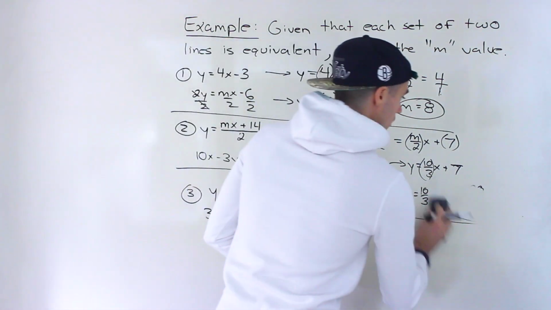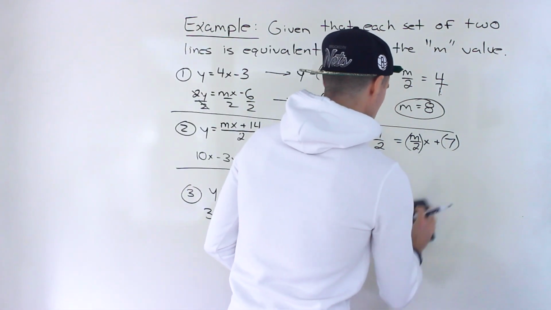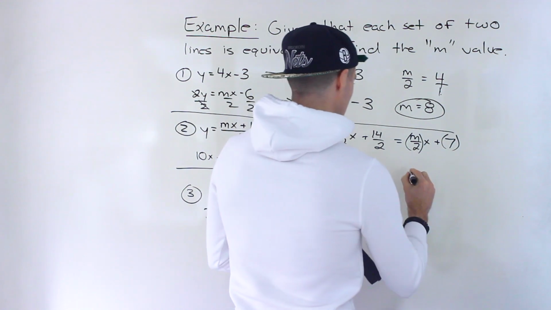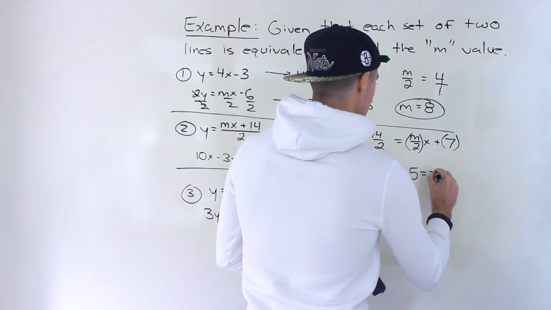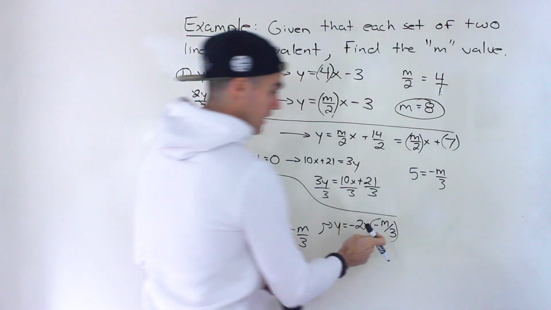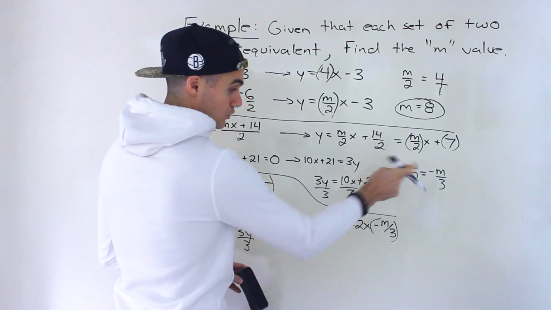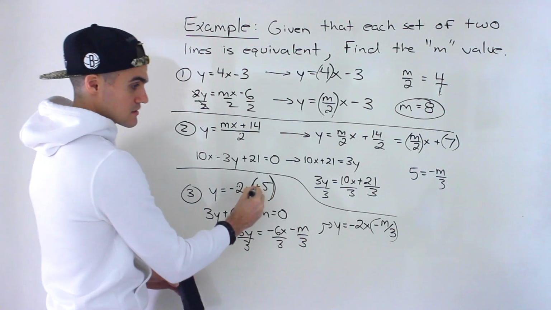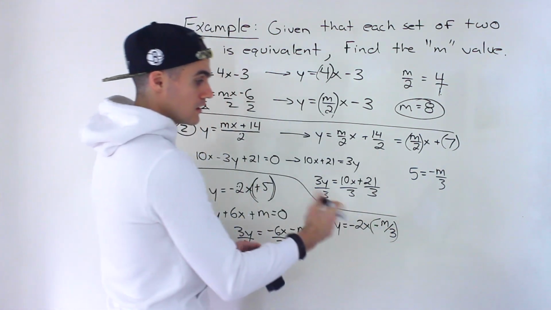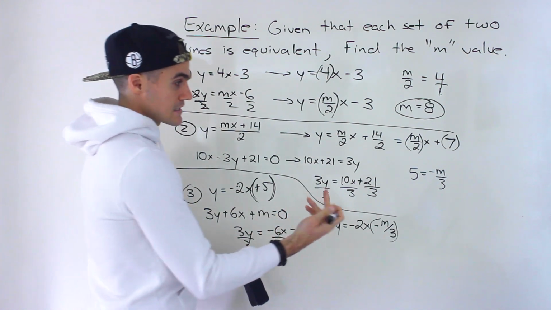So let me erase this, give myself some room here. So basically 5 has to equal negative m over 3. You have to be careful with this negative over here. You have to include that, right? Because we have different signs. We have a positive 5 and negative m over 3. Both of those have to be the same.